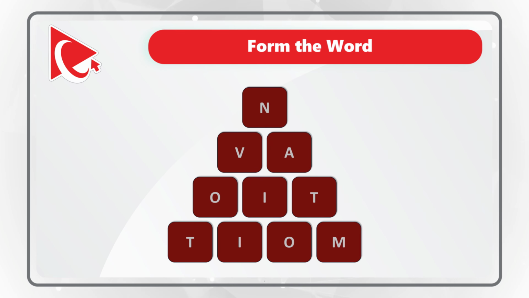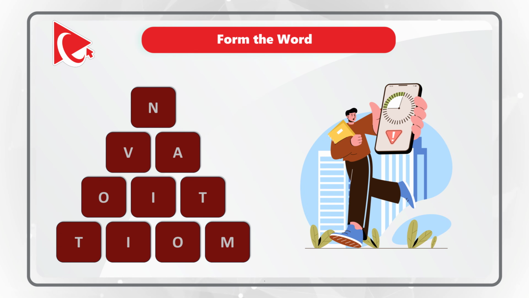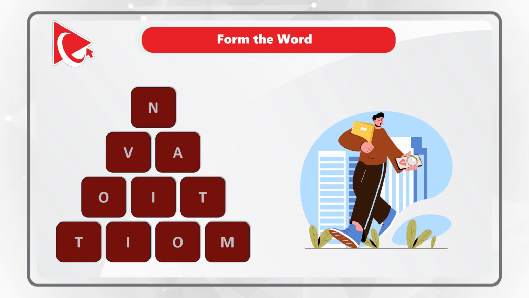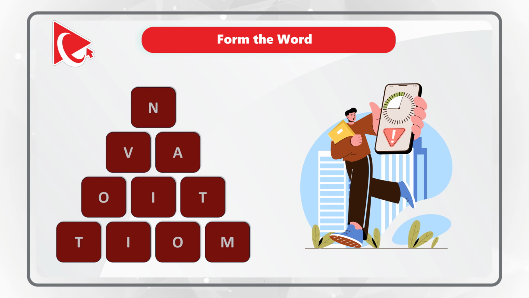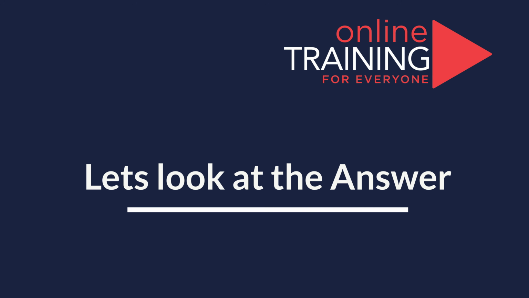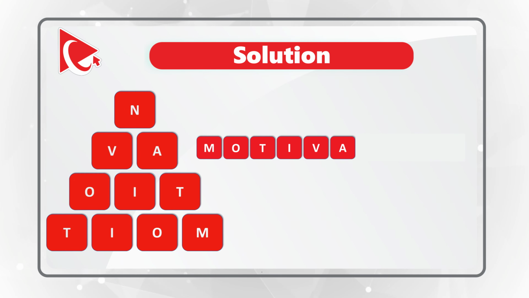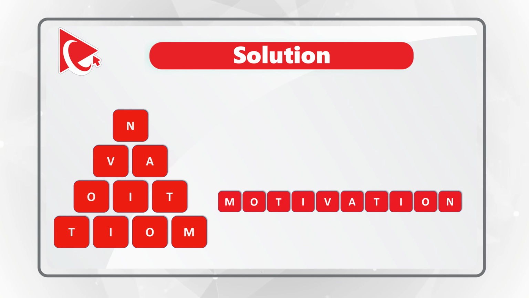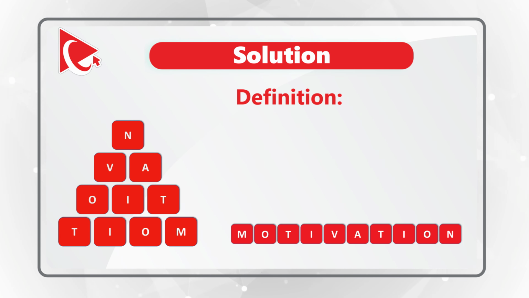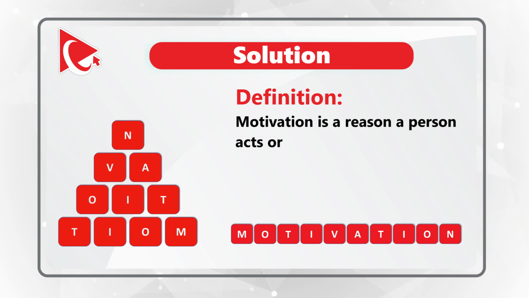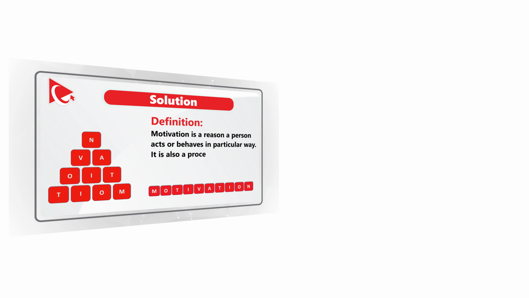Do you see the word here? Give yourself a little bit of time, maybe 20 to 30 seconds. Hopefully you solved it, because I am moving forward and revealing the solution. As you might have guessed, the word is motivation. Let me spell it for you. M-O-T-I-V-A-T-I-O-N. And the definition of the motivation is that motivation is a reason person acts or behave in particular way.